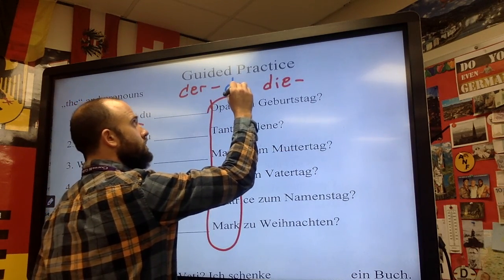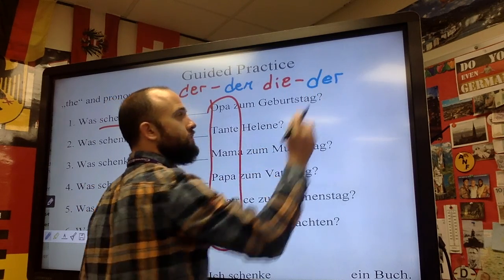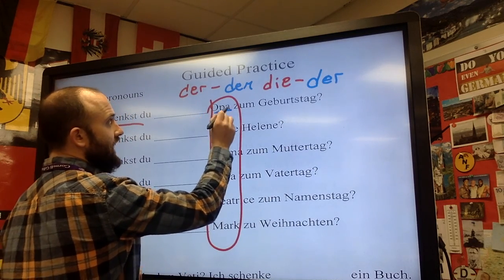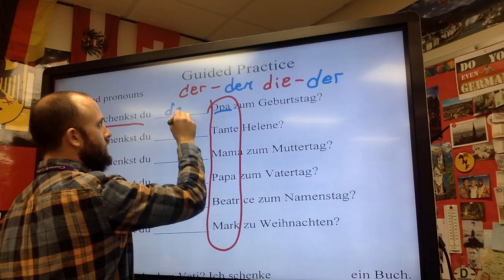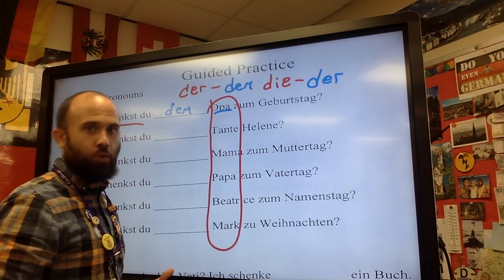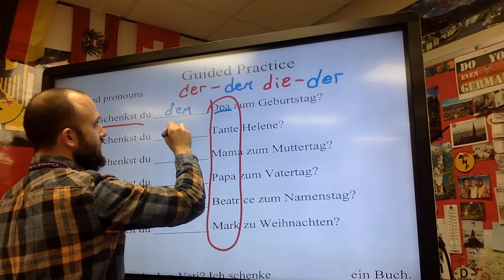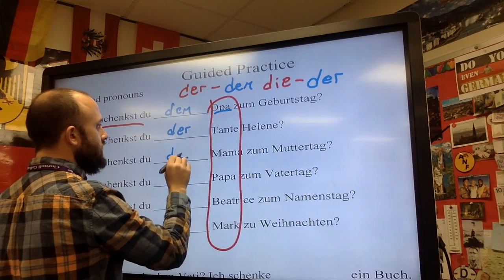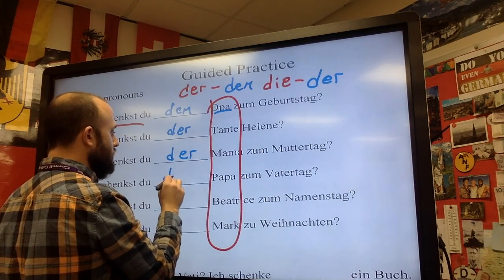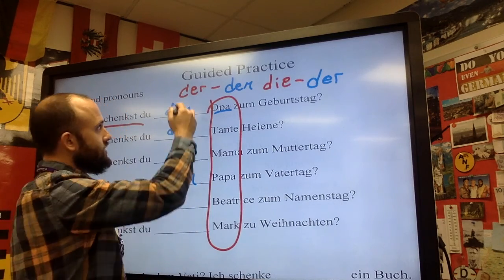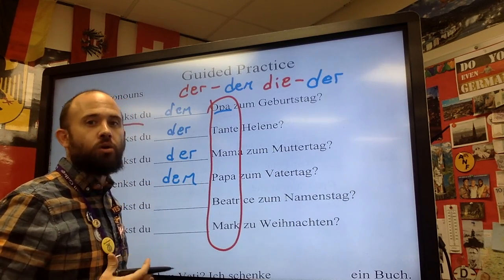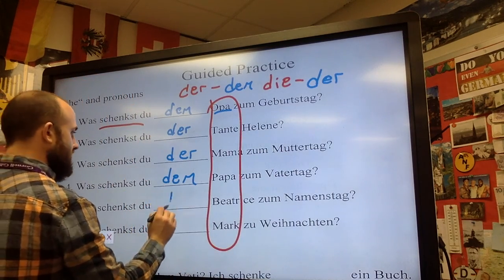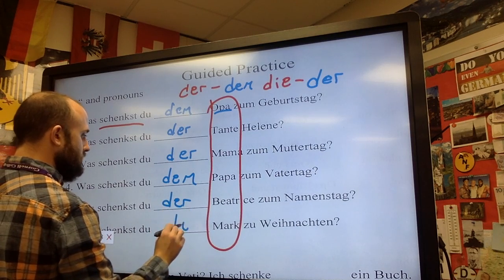Der goes to dem, and die goes to der, to show that that person is getting or receiving something. So was schenkst du? Instead of der Opa, we would say dem Opa. What are you giving the grandpa? Dem Opa. Instead of die Tante, it would be der Tante. Instead of die Mama, that would go to der, and der Papa would go to dem. What these endings are doing, what this change does, is shows who's getting or receiving a present. Der Beatrice und dem Mark.